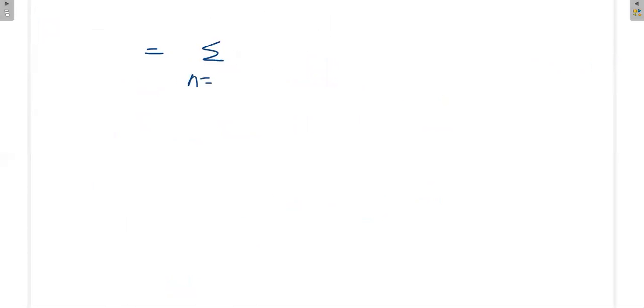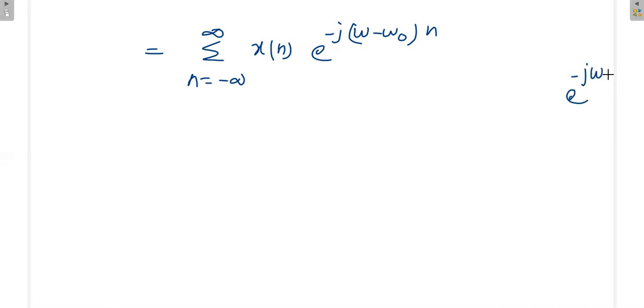summation n minus infinite to plus infinite x of n. Again, we can write like minus j omega minus omega naught n. I'm just writing in the standard notation, because whenever e power is there, we'll be having e power minus j omega n like that. Okay, so finally we'll be writing x of e power j omega. So except that minus n, we are writing the remaining terms here. So to maintain that same notation, I'm just using like this.